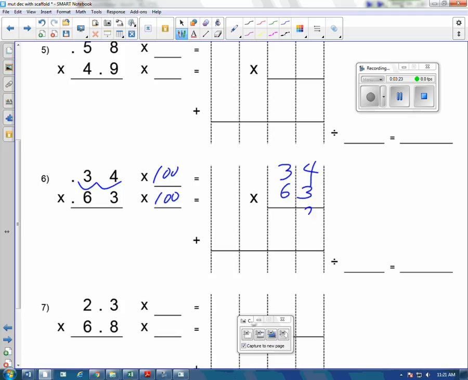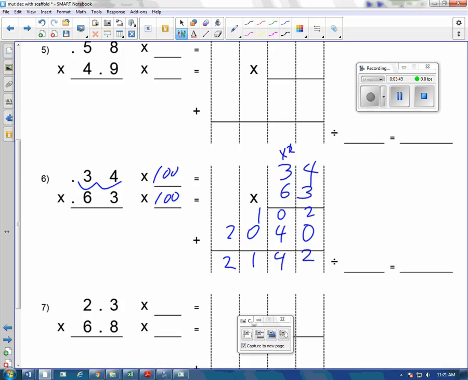3 times 3 is 9, plus 1 is 10. Okay, now I'm multiplying in the tens place. I put a 0 there. 6 times 4 is 24. 6 times 3 is 18, plus 2 is 20. Okay, and now I add. Okay, there you go. That is the product of 34 and 63.